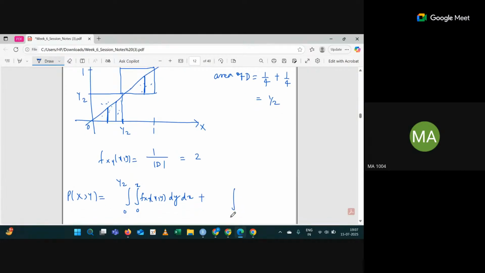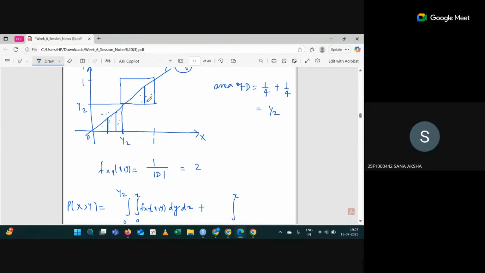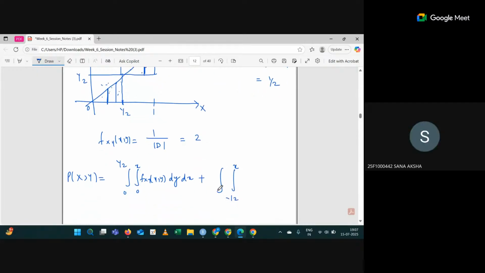Tell me. Half to x. Half to x. Very good. So this is half. Y is going from half to x. And what is the limit of x? Half to 1. Half to 1. Now you understood, right? How to find the limits? Okay. So if you solve this, you will get the same answer.